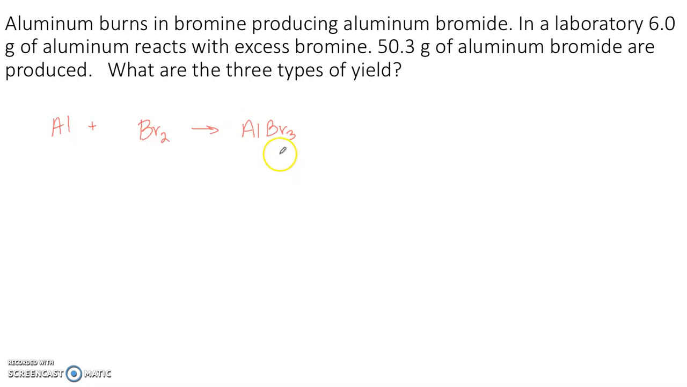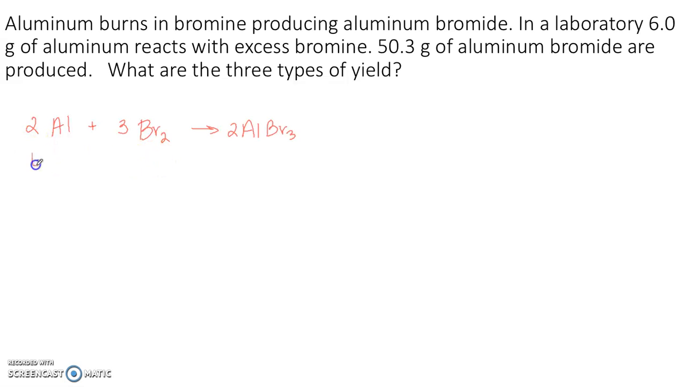Okay, so we need to balance this. If I've got 2 bromines and 3 here, the common number would be 6. So if I put those there, that gives me 6 and 6, but I've got 2 here, so I put a 2.